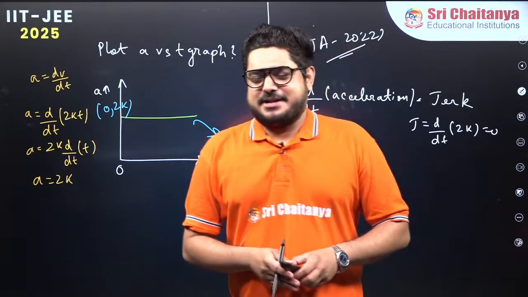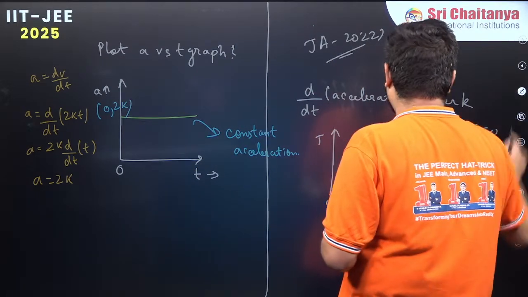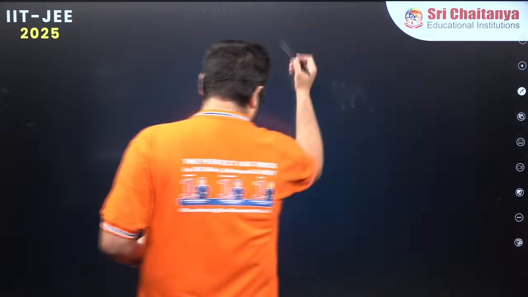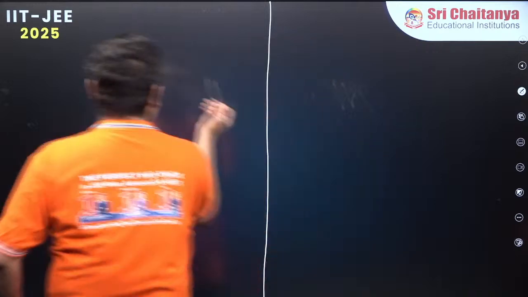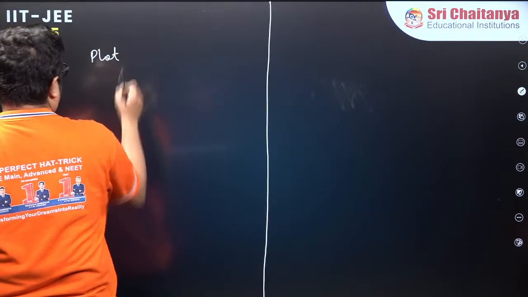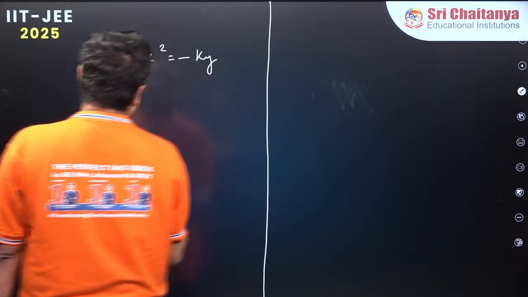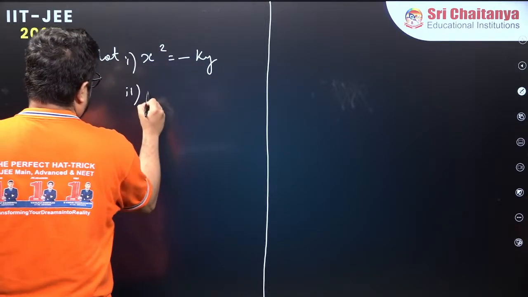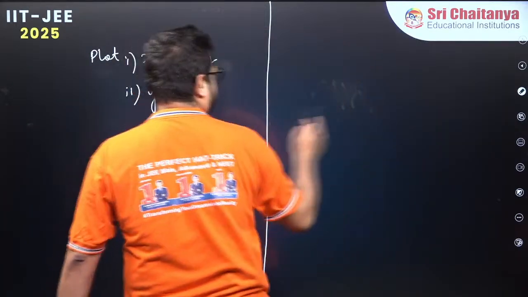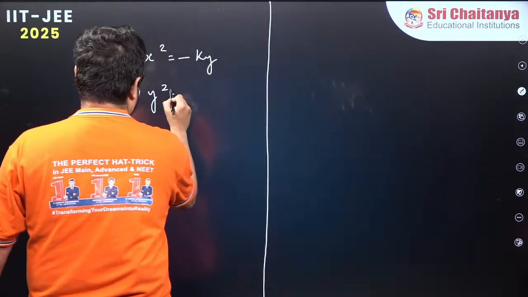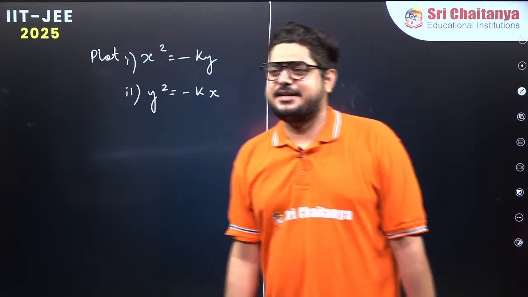Now I will mention something very interesting. So let's continue and complete parabolas today, the basics of parabola. Now if you are asked to plot x square equals minus k times y and y square equals minus k times x, can you people plot the graph associated with this?